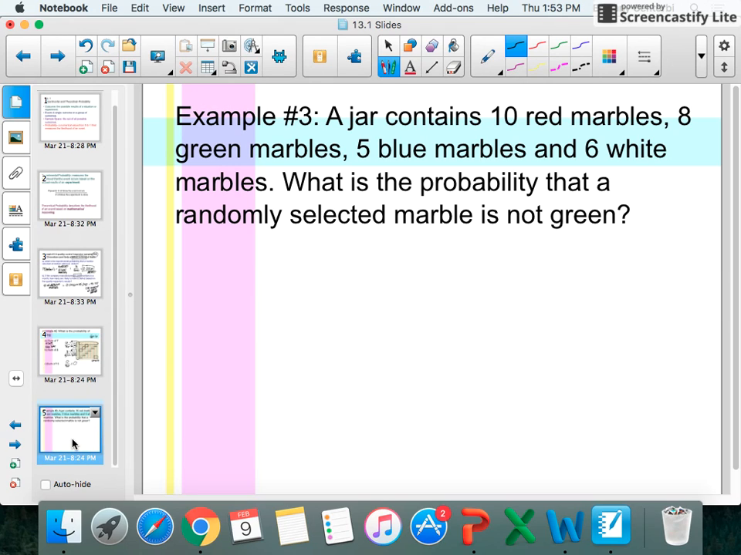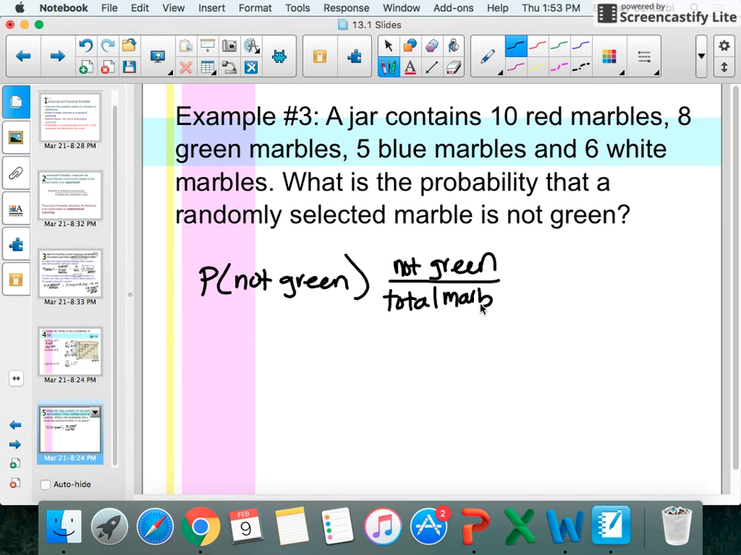And then our last example, it says that we have a jar that contains 10 red marbles, 8 green marbles, 5 blue marbles, and 6 white marbles. What's the probability of randomly selecting a marble that is not green? So again, we have to do our probability of it not being green. So we're going to put our not green marbles, which is what we're looking for, over our total marbles. And then we're just going to plug in the numbers here.